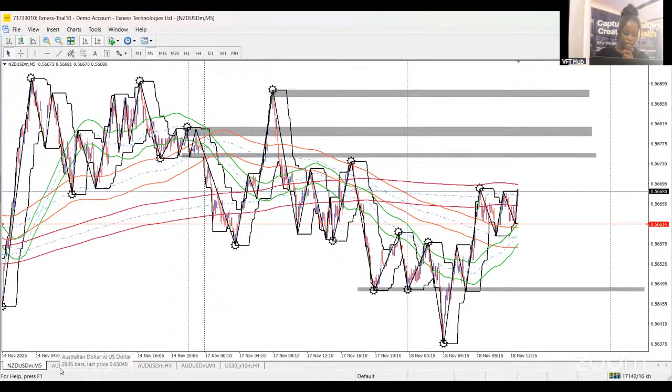So we're going to do a recap as well on indices to see if that also presented some trading opportunities and if money was made.